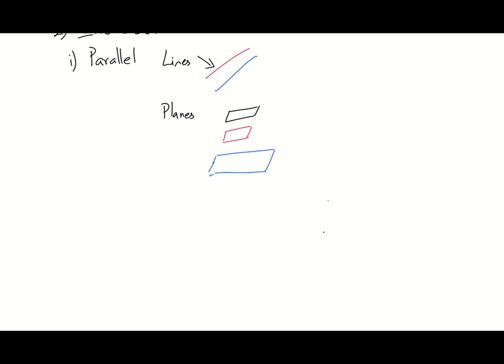So when we look at two straight lines, two parallel lines, you might have an equation of y equals x plus 2, and the blue one could be y equals x minus 2. This is just an example.